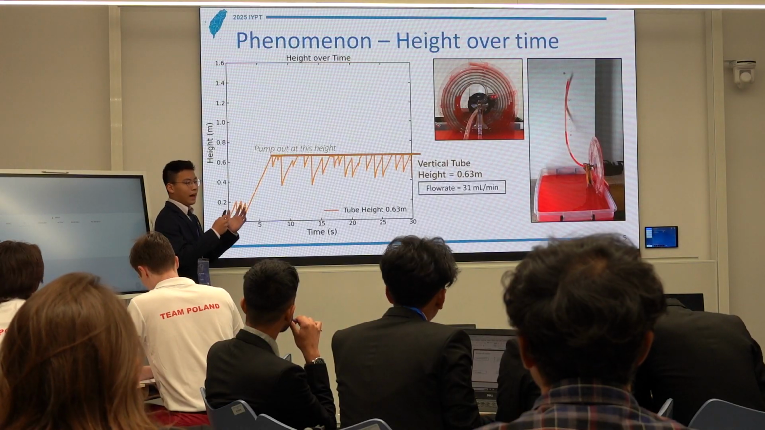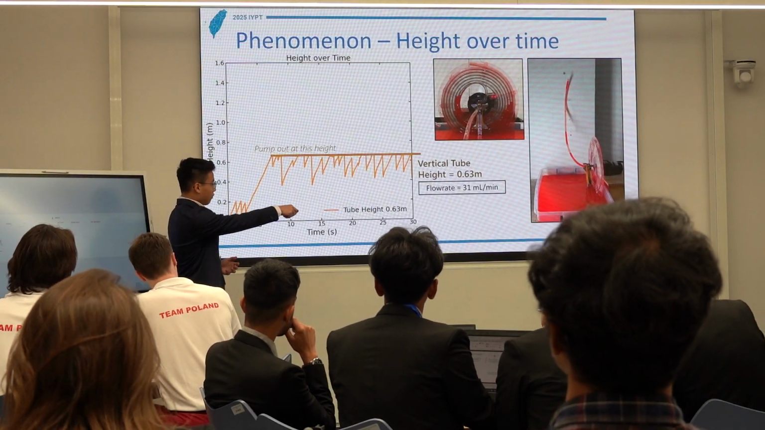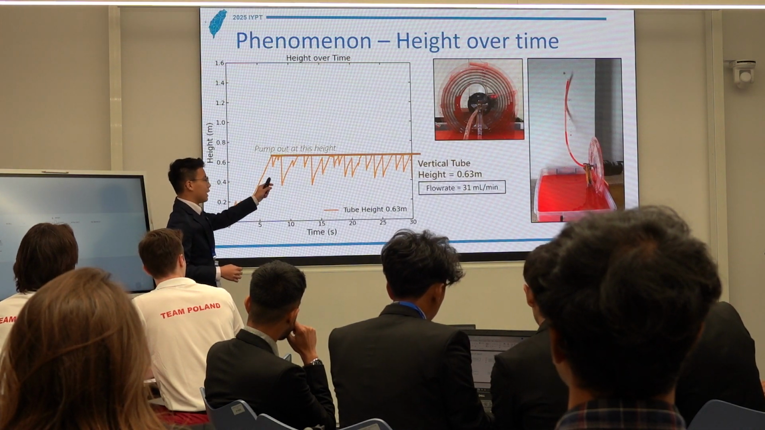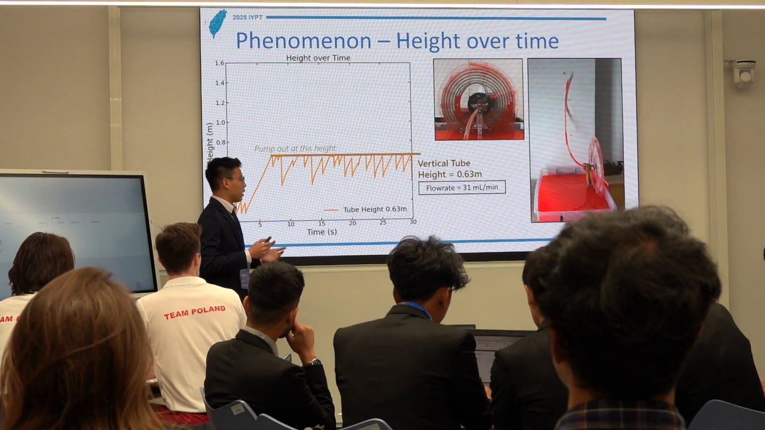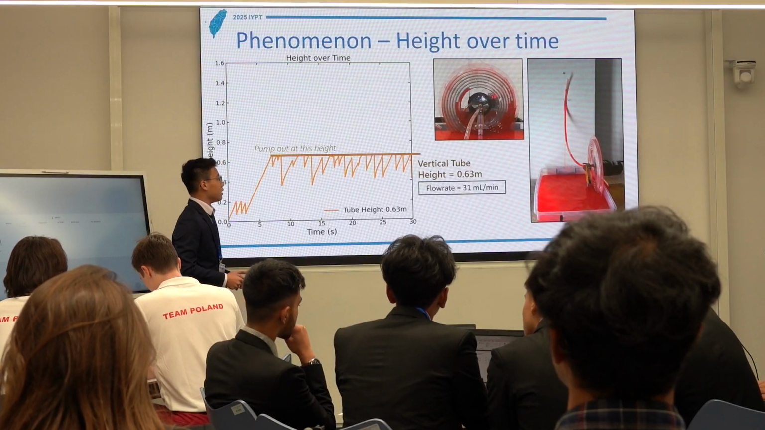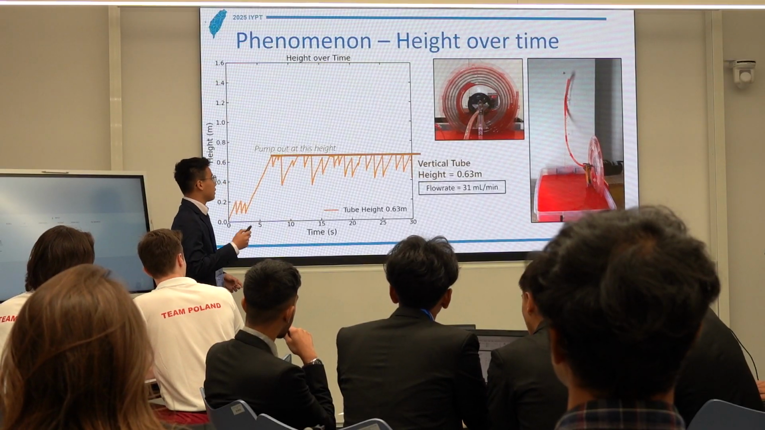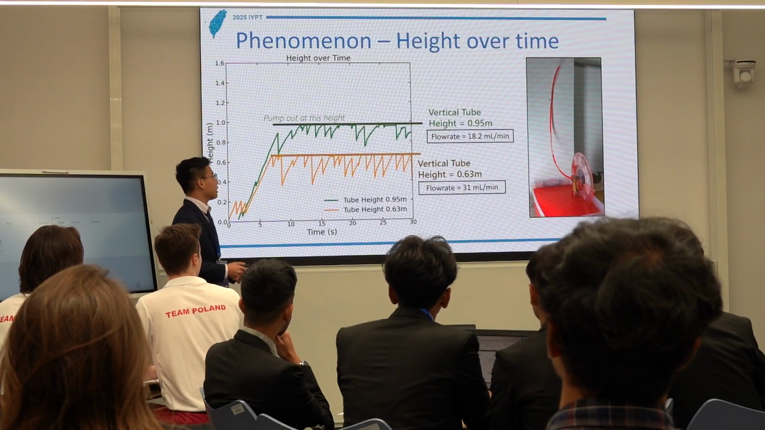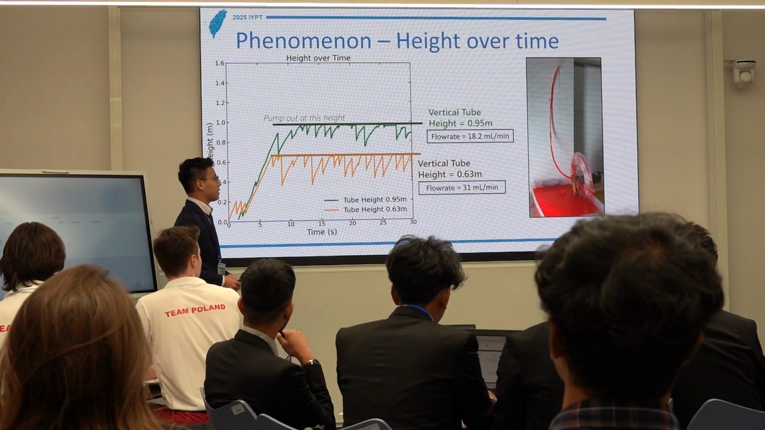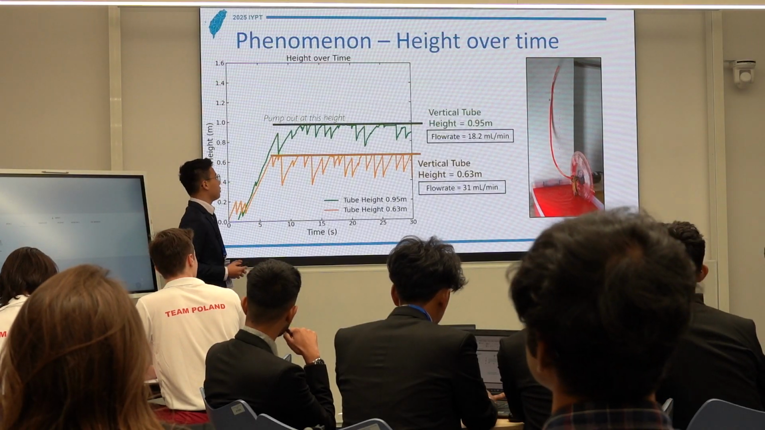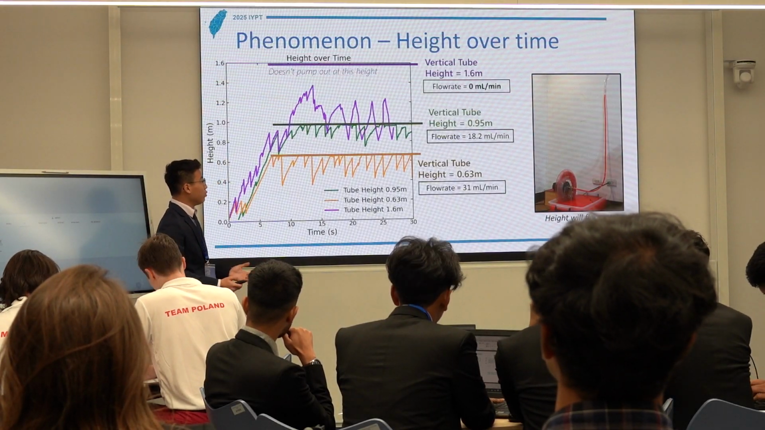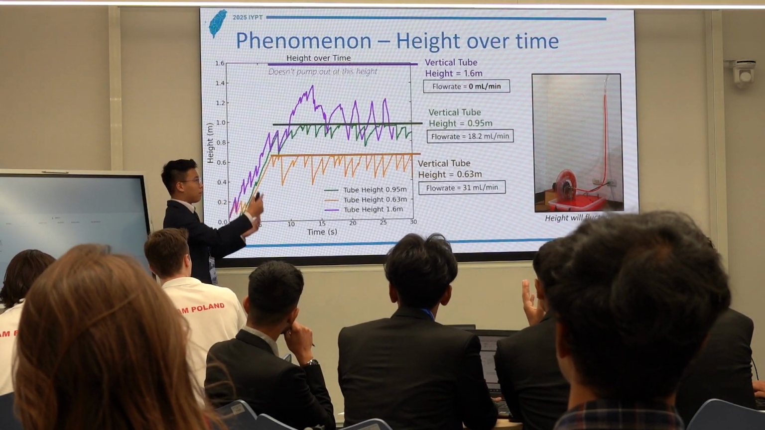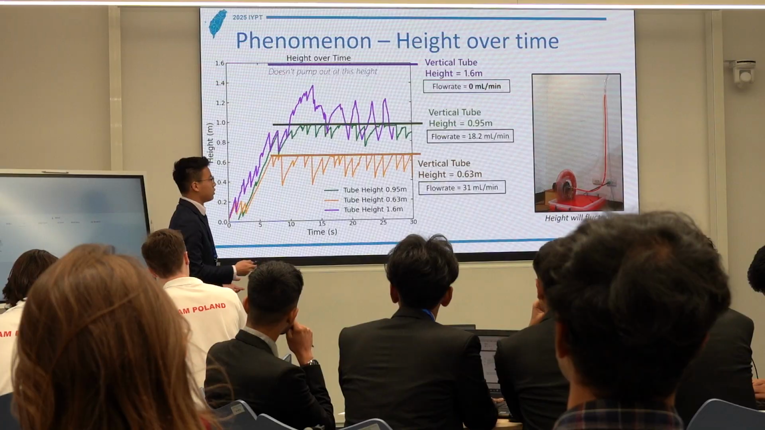So here's the phenomenon of height over time. When I set the vertical tube height at 63 centimeters, the water will get pumped out at this height with a flow rate of 31 milliliters per minute. And it will look like this. Then, if I move the vertical tube upwards to 95 centimeters, the water will still get pumped out at this height with a lower flow rate of 18.2. But if I move the vertical tube to a very high height, the water does not reach the top of the vertical tube, so the flow rate will equal 0.